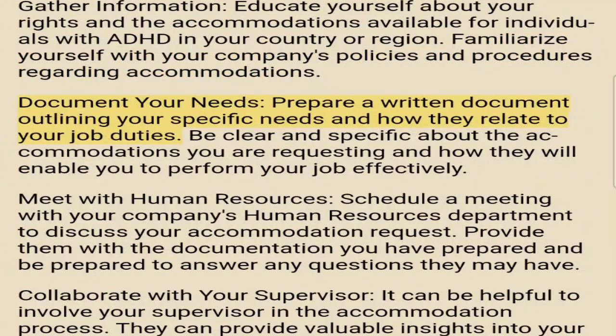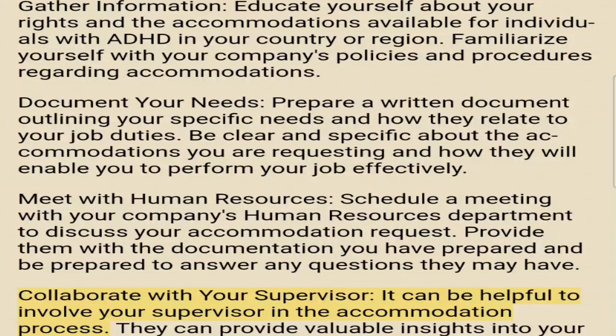Document your needs. Prepare a written document outlining your specific needs and how they relate to your job duties. Be clear and specific about the accommodations you are requesting and how they will enable you to perform your job effectively. Meet with human resources. Schedule a meeting with your company's human resources department to discuss your accommodation request. Provide them with the documentation you have prepared and be prepared to answer any questions they may have.